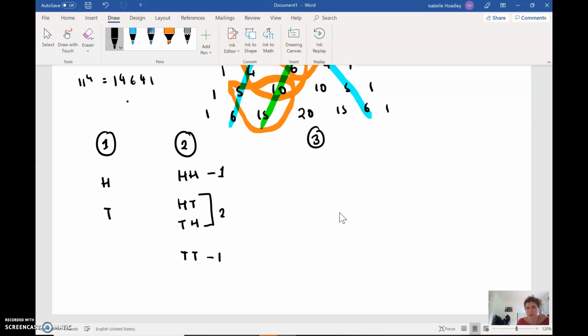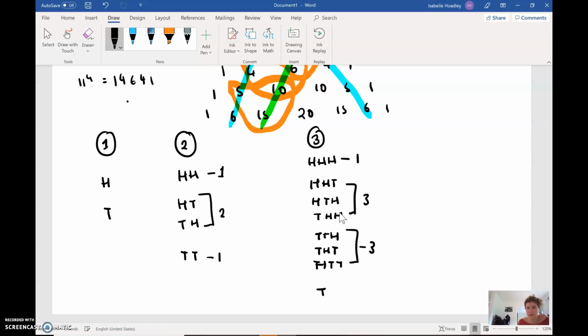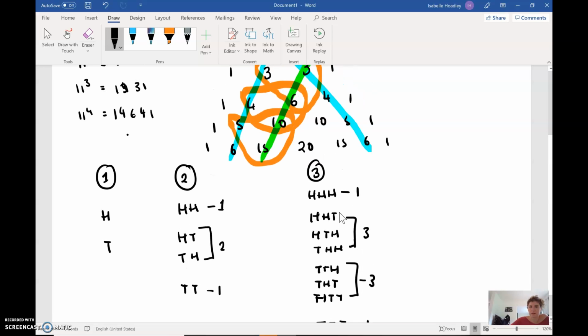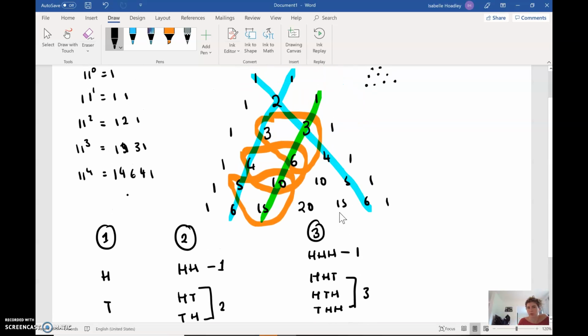If we look at 3 coins, we can take 3 heads, 2 heads and a tail, 2 heads and a tail, 2 heads and a tail, so 1, 3. We can have 2 tails and a head, 2 tails and a head, 2 tails and a head, another 3 there, and then the last one, 3 tails. 1, 3, 3, 1. Exactly the same as our third row of Pascal's triangle.